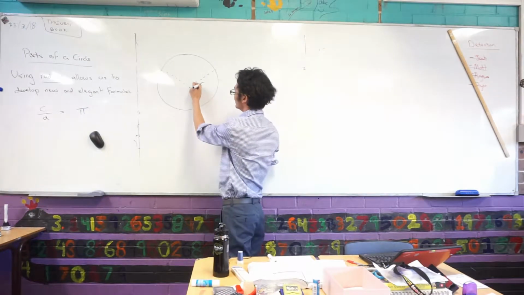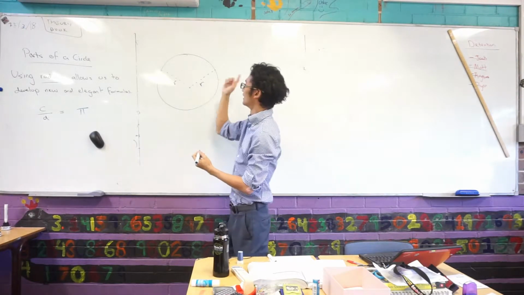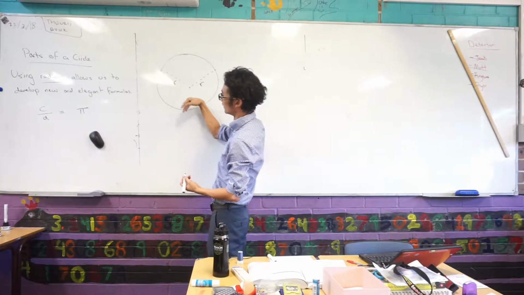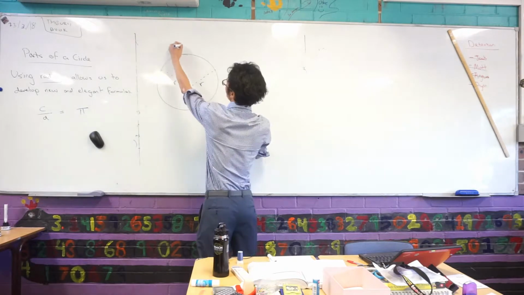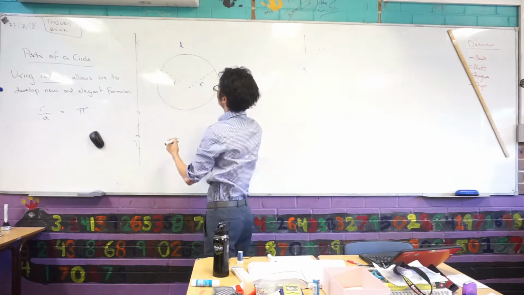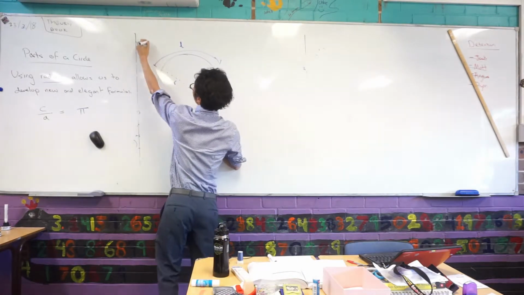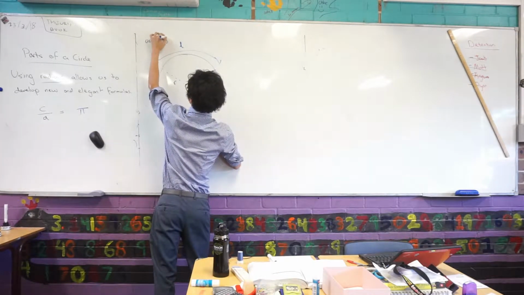Now, then I introduced a new way of looking at it. What if we halve this? What if I looked at the radius? So we've got both radii here, and instead of looking at the whole circumference, what if I just looked at some length? Let's call it L. Let's call that the arc length. That's called a radian.